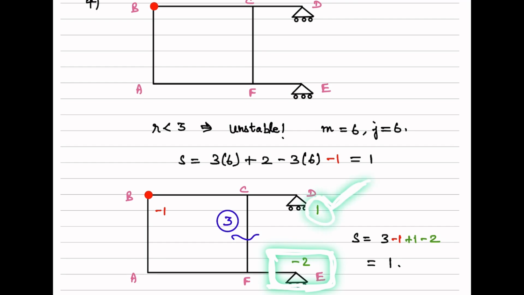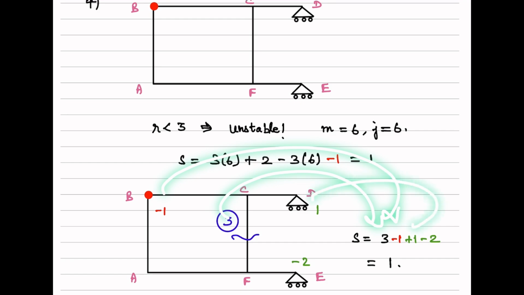So plus 1. And the last step is cut open any loop if exists. So this loop I'm cutting across this member and releasing the internal resultants, due to which I get 3 here. Okay. And finally, we have a hinge here. So we need to add them up. 3 minus 1 plus 1 minus 2. That also gives a value of 1.